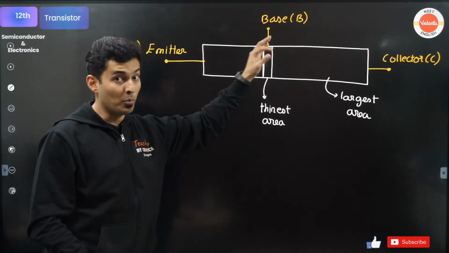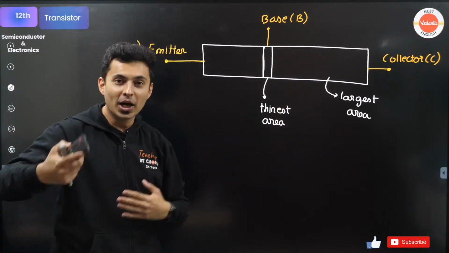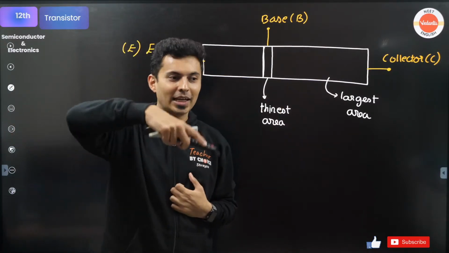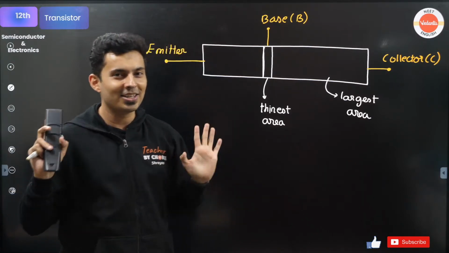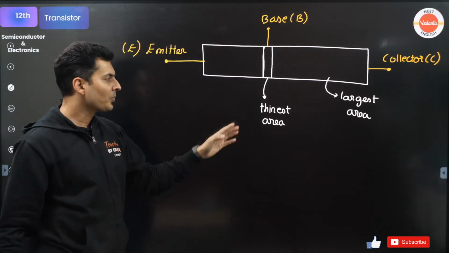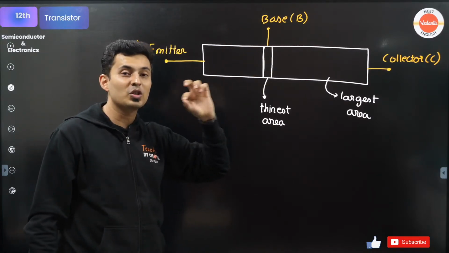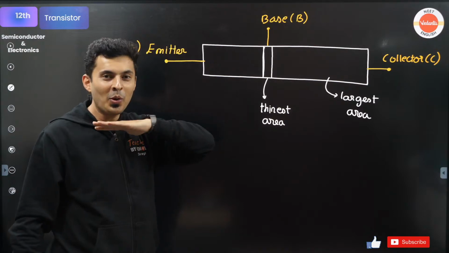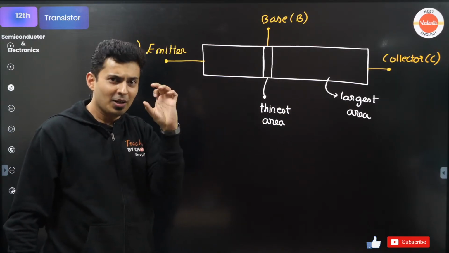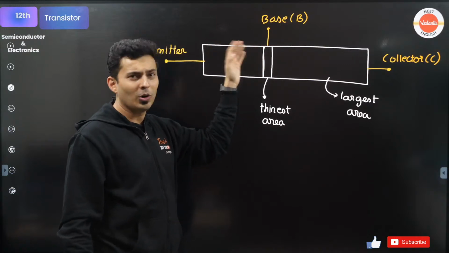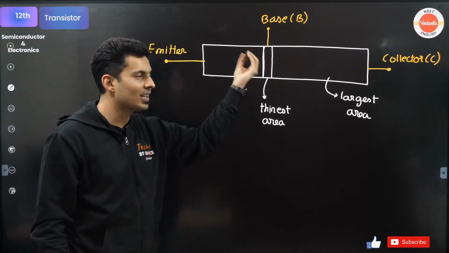Check the area. Biggest area, collector. Imagine somebody who is collecting a lot of money. He will need a lot of space, so he will have the largest area. That's how you can think of it. The thinnest one is the base. The base is exactly sandwiched in between. Think of it like the sauce or the cheese, or the cucumber, tomato, patty in a burger. You have a burger, which is like a sandwich, and there is something in between. That is the base, exactly in between.